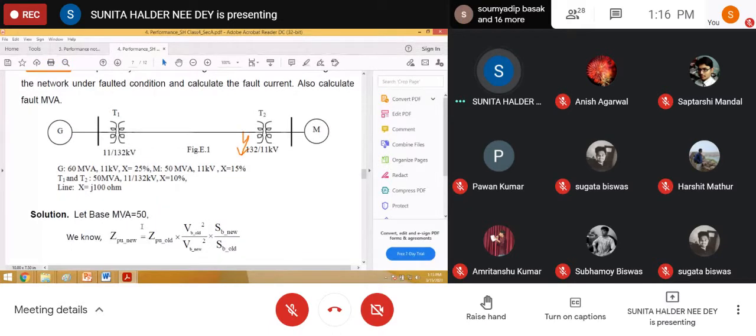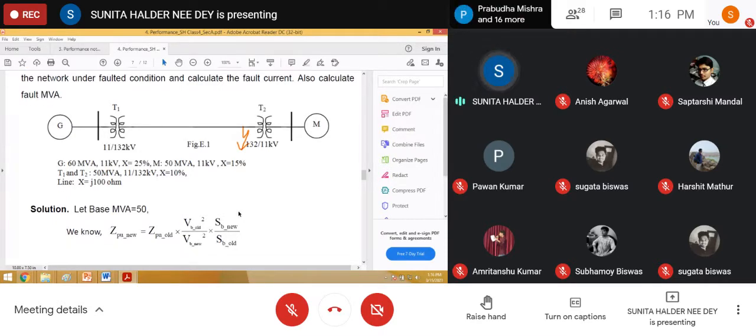Then Z in per unit will be the old value into V old by V new squared, and MVA new by MVA old. That is the equation I have derived. This equation will be frequently required because now MVA will change. Voltage may also change. Now you have to convert all the per unit quantities with respect to the new base quantities and new MVA. Now let us go through device by device.